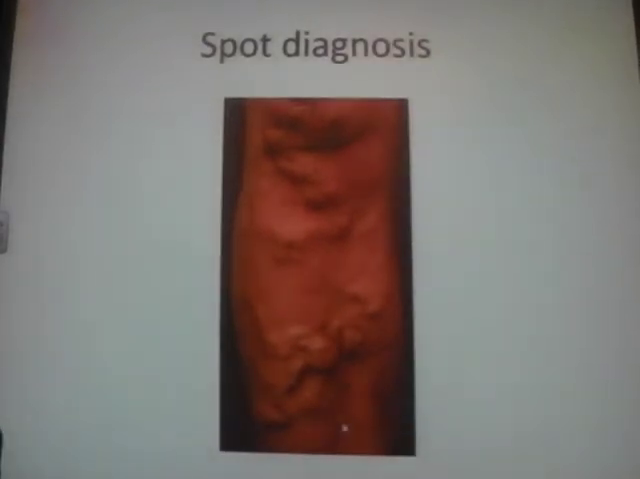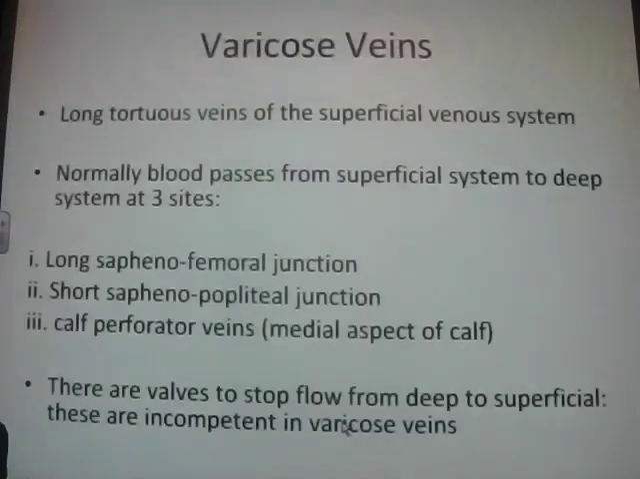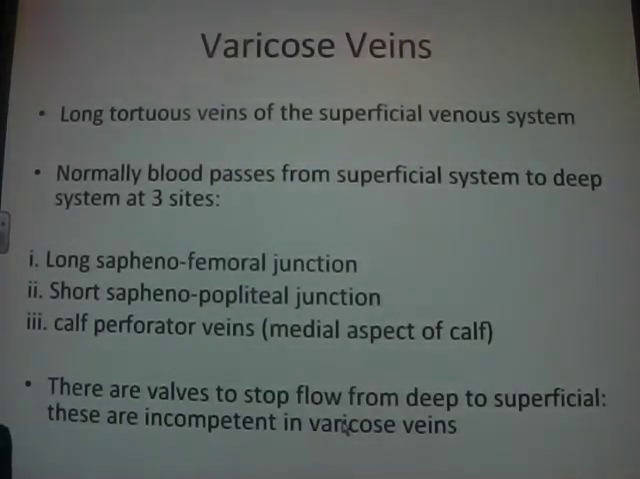So what's this? Yeah, here are the more common ones. So long tortuous veins, superficial venous system. Normally the blood passes through the superficial system and the deep system at 3 sites. So they might have abnormality at the saphenofemoral junction, and then a lot of them get them along the back of their calves or their short saphenopopliteal junctions. And there are valves to stop flow from the deep and superficial, and these are incompetent in varicose veins. So that's why you get the tortuosity.